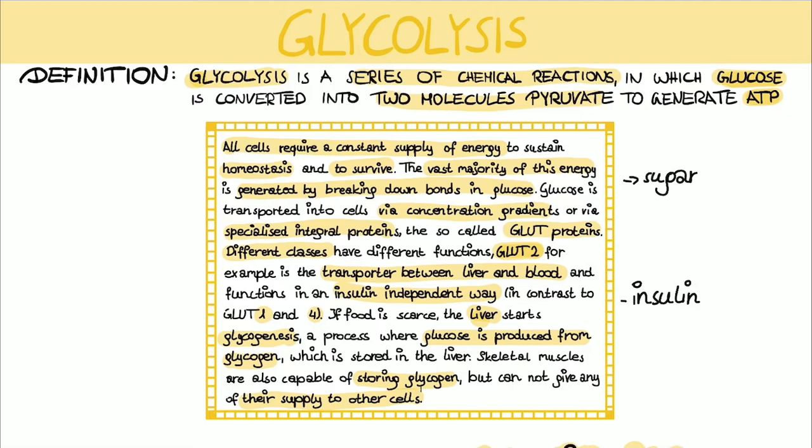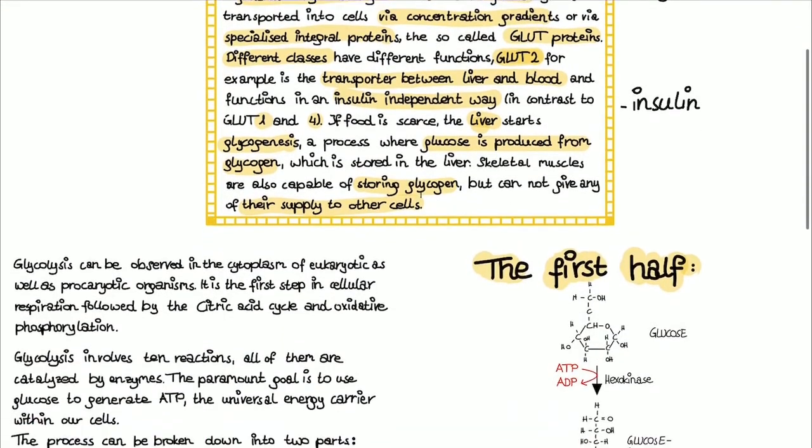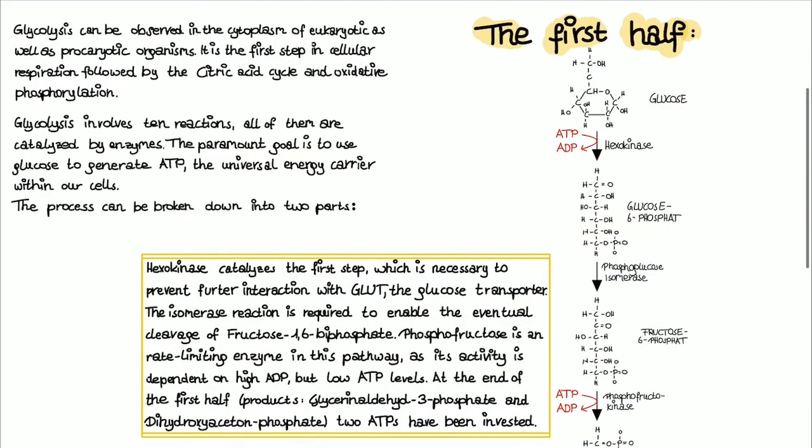Back to glycolysis itself. It happens in the cytoplasm and we can find it in prokaryotic as well as eukaryotic organisms, which means that bacteria do it, but we do it as well. It is basically the first step in cellular respiration, so usually it's followed by the citric acid cycle and oxidative phosphorylation.